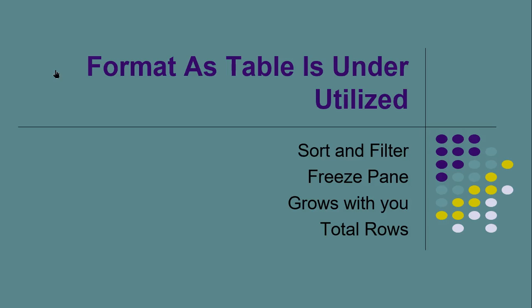When you're dealing with lists, the last thing is total rows. So along the bottom row, sometimes what people want to have is the sum of what's happening of that column, or maybe a count. By just ticking a box, it will give you that functionality at the bottom row. That's what's nice about this format as table feature.